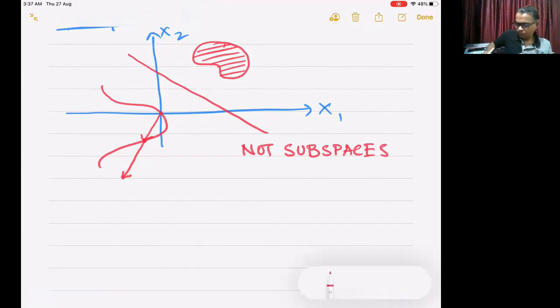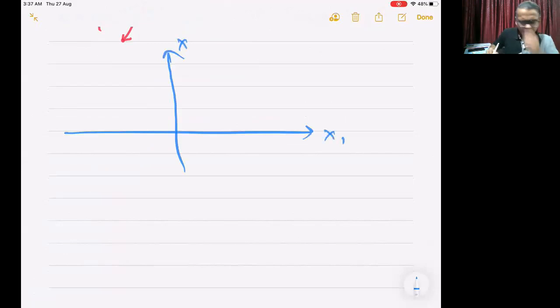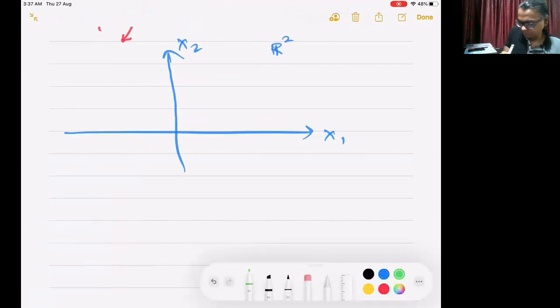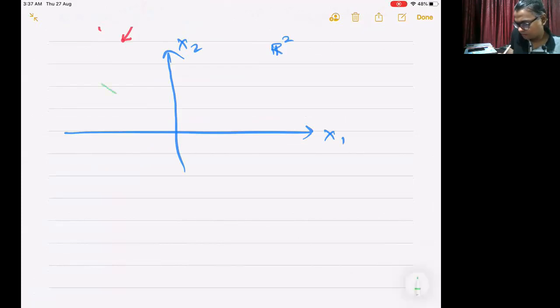Okay, so then what will be a subspace in this situation? Well, once again, I'm drawing this R2. Let me write it down also as R2. Look at this straight line that passes through the origin. This is going to be a subspace. Why? So let us check.